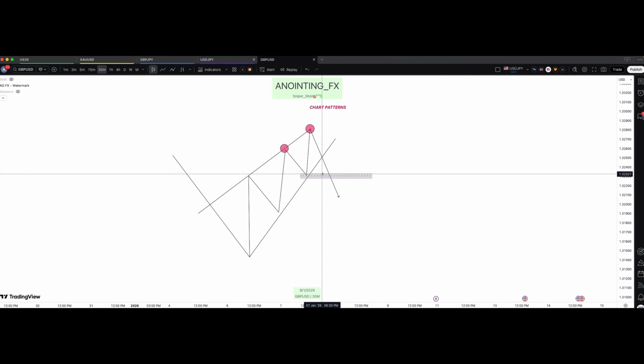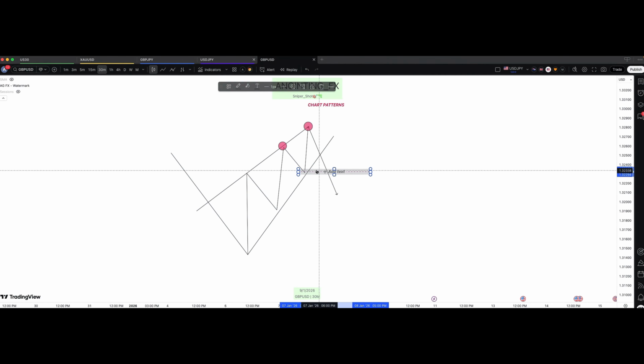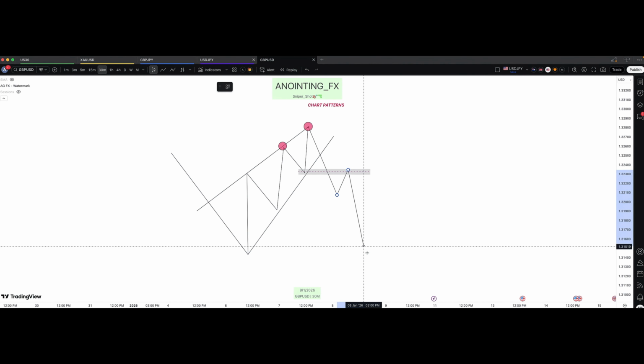This happens to be the neckline, or the last low. If you are trading the wedge, you are looking at the last low in the market. So we have the high, a higher low, higher high, higher low. This is the last low in the market. So we retest the last low in the market and then we sell. So price retests this particular level and then we sell.